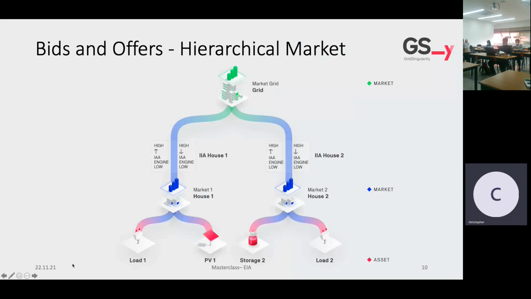Building this hierarchical market representation allows us to incentivize local trades. For instance, if house one has some generation, it will first self-consume on the house level, so the PV will sell to the load. If there is a surplus, then the PV will sell to the grid market, so potentially to the other house. And of course, if the other house cannot buy that energy, then the surplus will either be sold to the feed-in tariff if there is such a scheme, or it will be curtailed.